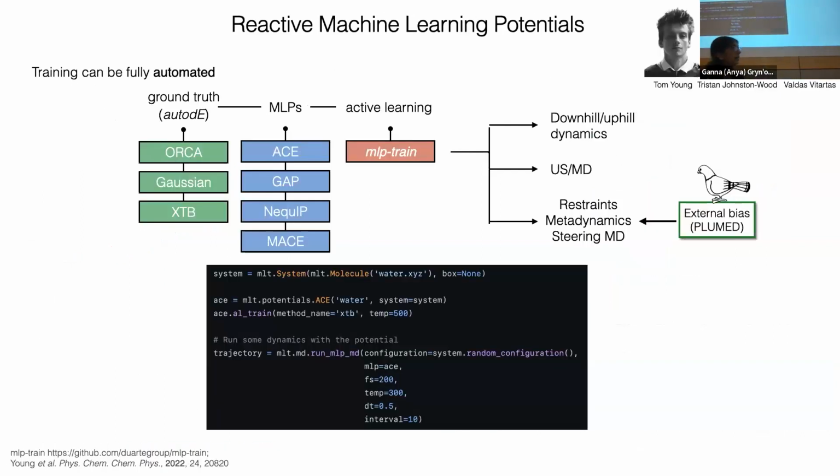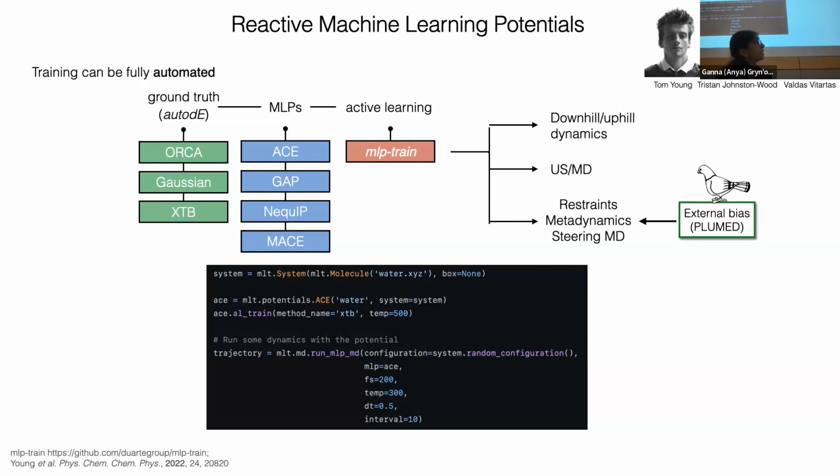We have been combining these things because, as I mentioned before, we are very much users of the different approaches that have been developed. So we have combined everything here in what we call MLP train, where we combine that with AutoDE. As I mentioned before, AutoDE you can run from Orca, Gaussian, XTB, QChem, and other things, but these are the ones that we use most of the time. With MLPs, we have included ACE, GAP, NequIP, and more recently MACE. Very much interested in introducing others.